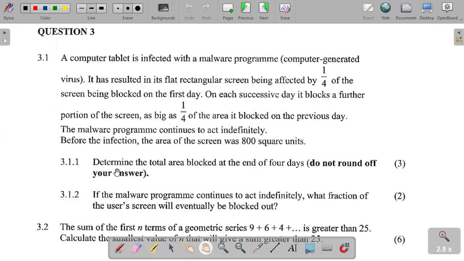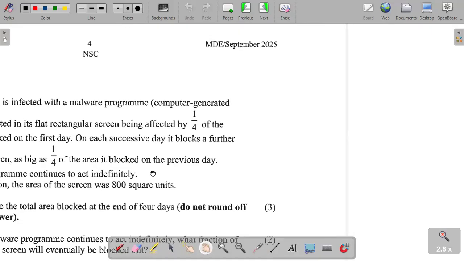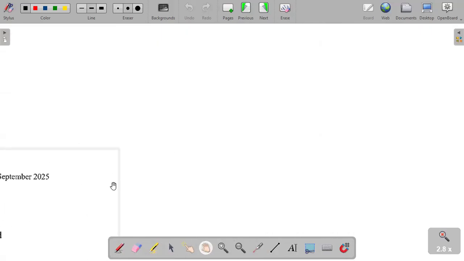Before the infection, the area of the screen was 800 square units. Determine the total area blocked at the end of 4 days. They say do not round off your answer. The total area of the block after 4 days, isn't it? Let's do it over here. 3.1.1.